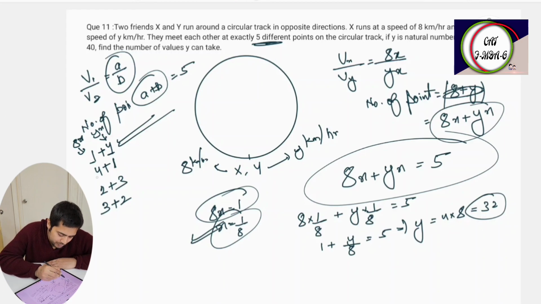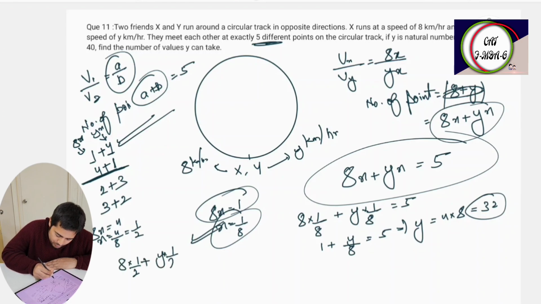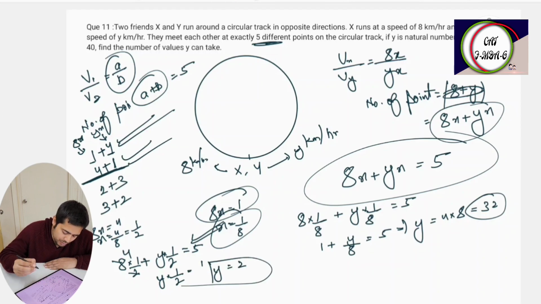Let's see this 4 plus 1. So 8x is equal to 4, x is equal to 4 by 8 is equal to 1 by 2. So 8 into 1 by 2 plus y into 1 by 2 is equal to 5. So 4, and y into 1 by 2 is equal to 1. So y is equal to 2. Yes, this is also working out.